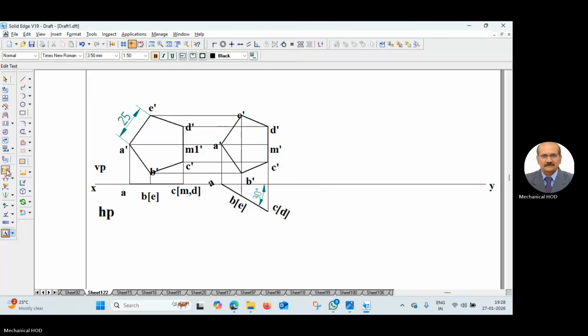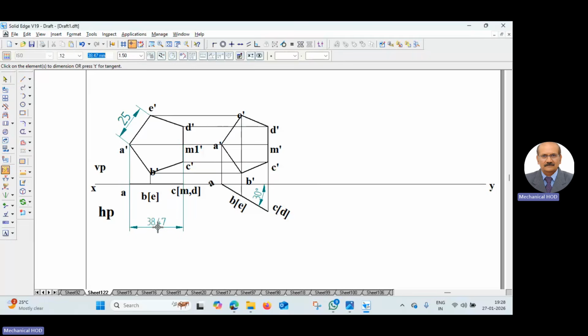Okay, now this is the length of the perpendicular bisector, 38.47. This is the apparent length of the perpendicular bisector, which is 33.32. Since the perpendicular bisector is making an angle of 30 degrees to HP, but the perpendicular bisector is changing its length from 38.47 to 33.32, so we have to find the beta angle.